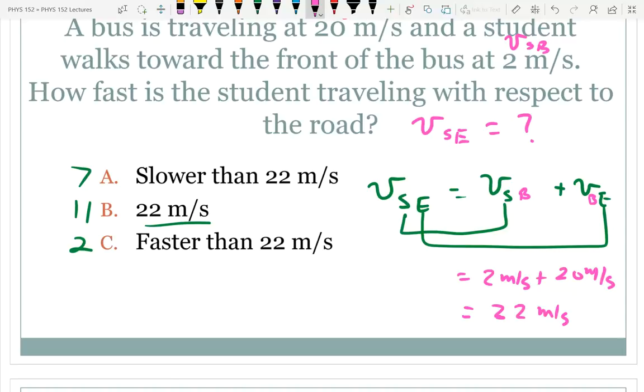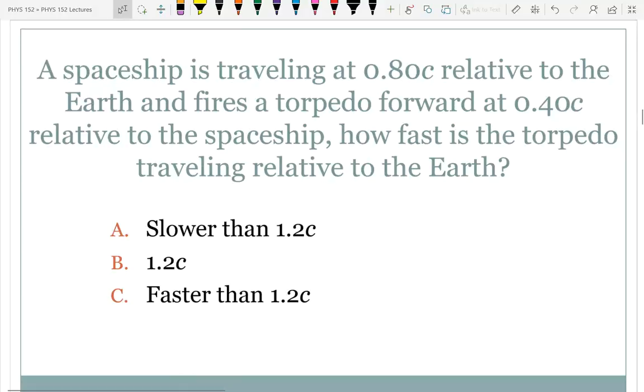Okay, simple. Now I told you that was a setup question. A spaceship is traveling at 0.80 times the speed of light. So we just usually say 0.80c. So that's the speed of the spaceship relative to the Earth. And it fires a torpedo at 0.40c. That's the speed of the torpedo with respect to the spaceship. And it's asking, how fast is the torpedo with respect to the Earth?